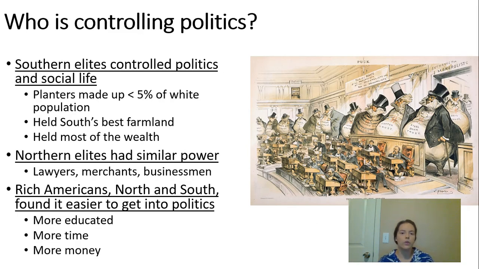We can also begin to look at who is controlling politics, because we know again that the majority of whites in the South don't own slaves. But we'll see that the Southern elites that are controlling politics and social lives are going to be the planters. And the planters are making up less than 5% of the white population. So even though they're this extremely small number, they're still holding the South's best farmland, and they're also holding on to most of the wealth in the South. And again, this is because the planters are relying on these crops to make their money.